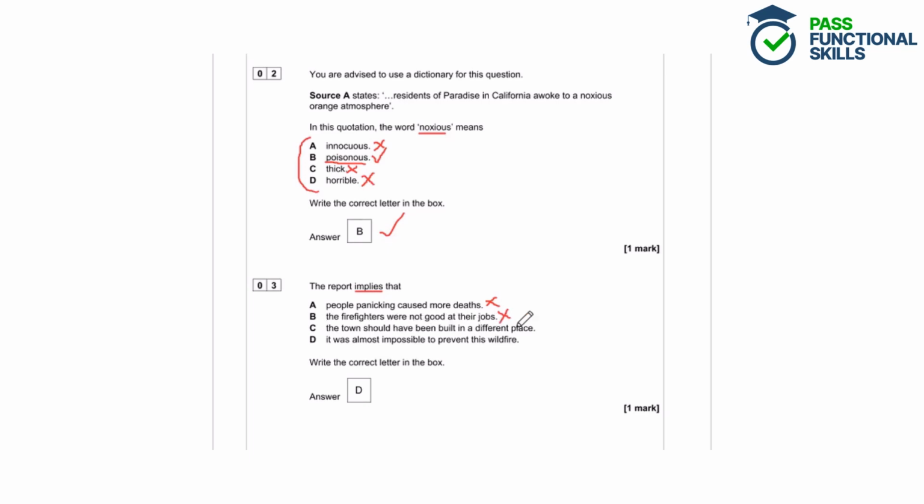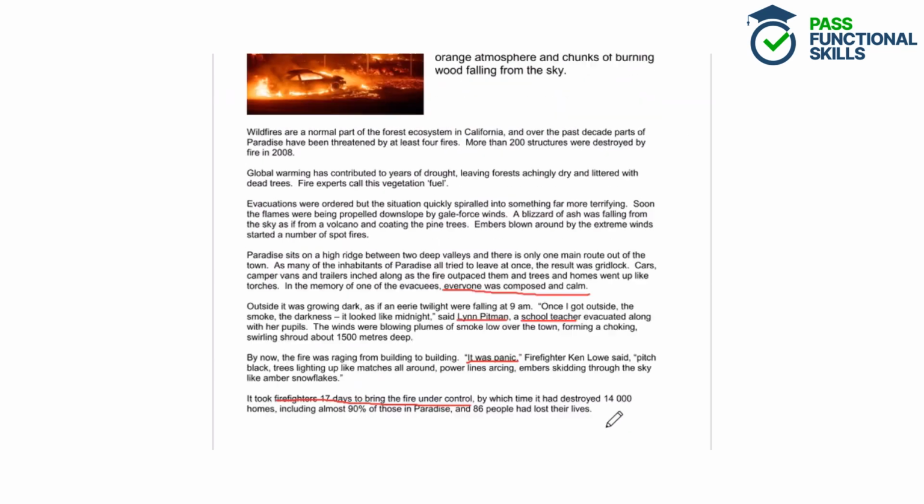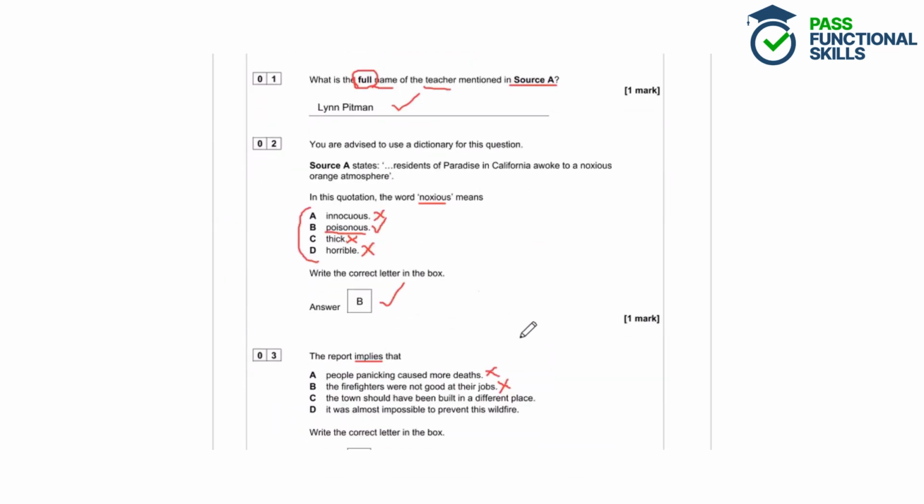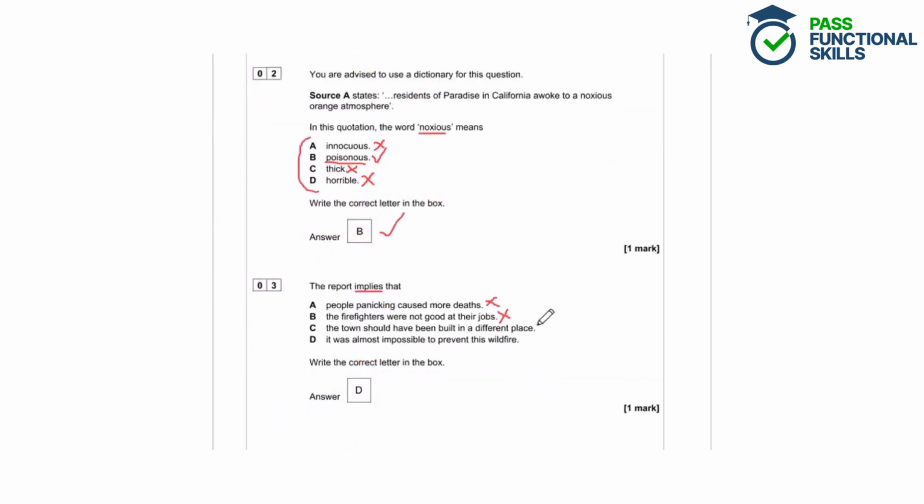Option C, the town should have been built in a different place. Now there are a couple of things that might make you think this, because wildfires are a normal part of the forest ecosystem in California, so maybe you might question why they've built buildings there when there's so many structures being destroyed. However, the source really doesn't give any kind of opinion on this. It doesn't say, oh, maybe the town should have been built somewhere else. So that is an incorrect option.